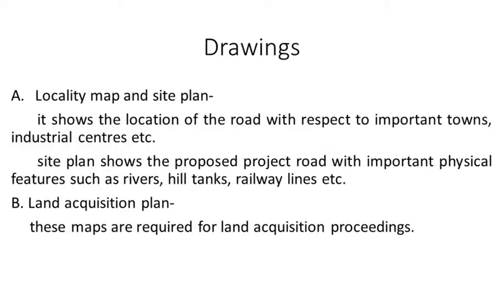Next, the different types of drawings required for the sanction of the project. The drawings include the key or locality map and site plan, which show the location of the road with respect to important towns and industrial centers. The site plan shows the proposed project road with important physical features such as river, hill, tank, and railway lines. Then the land acquisition plan; these maps are required for the land acquisition proceeding.